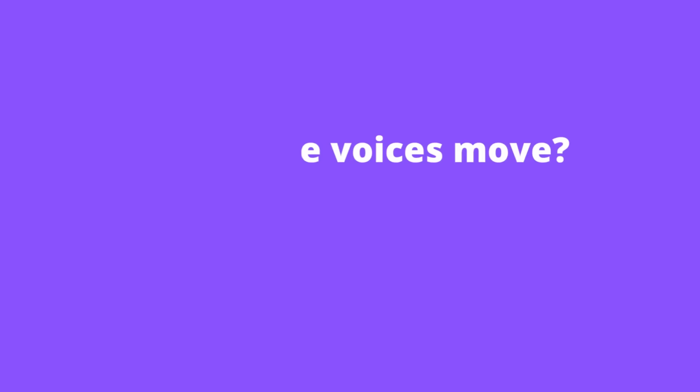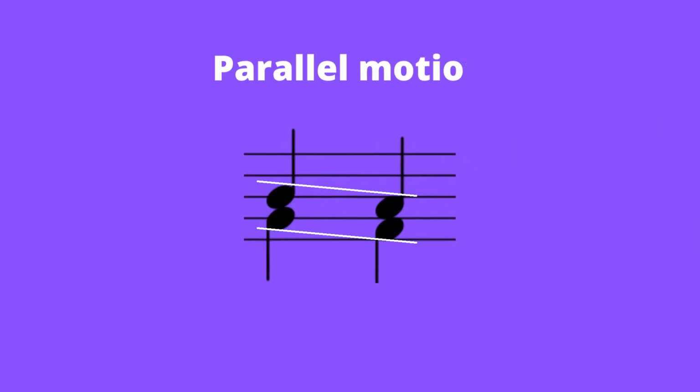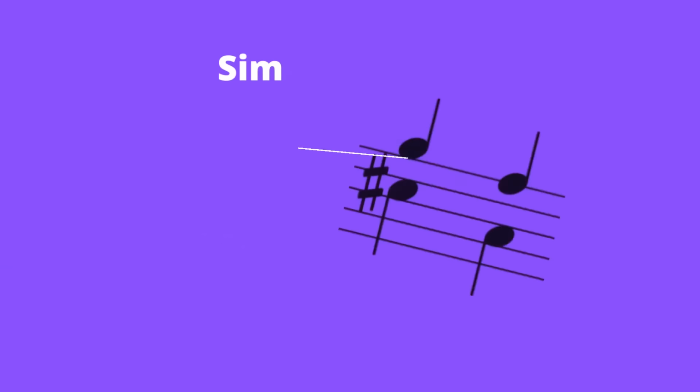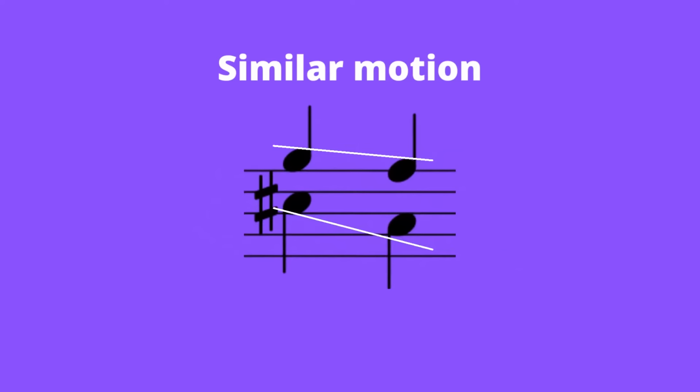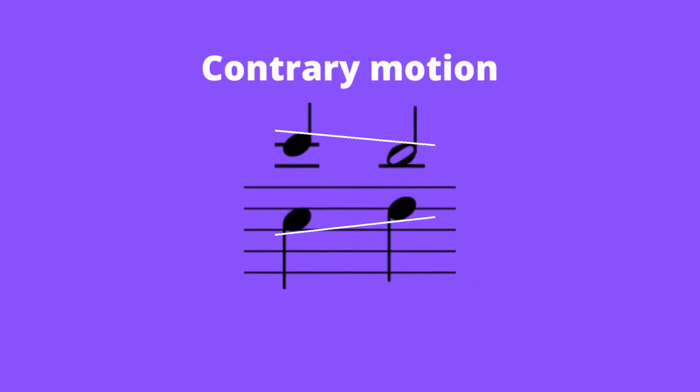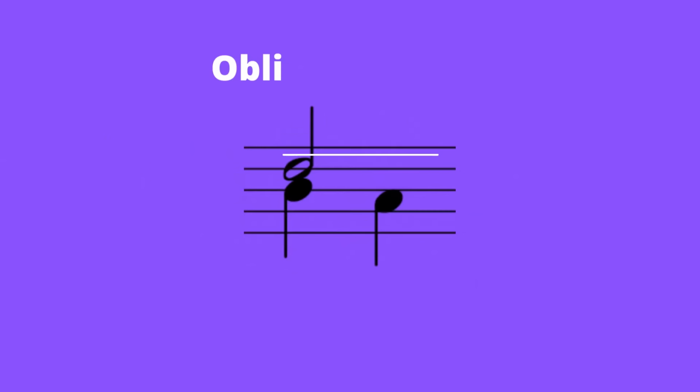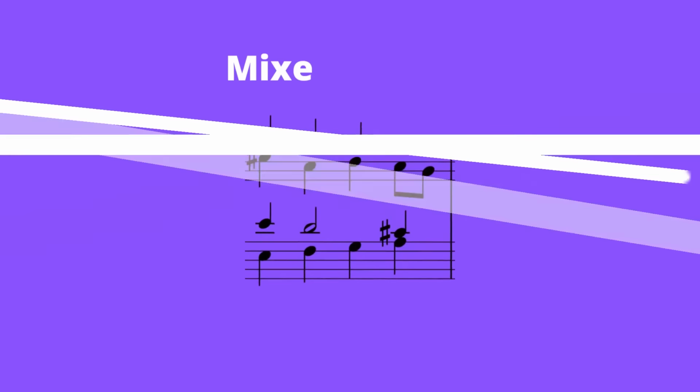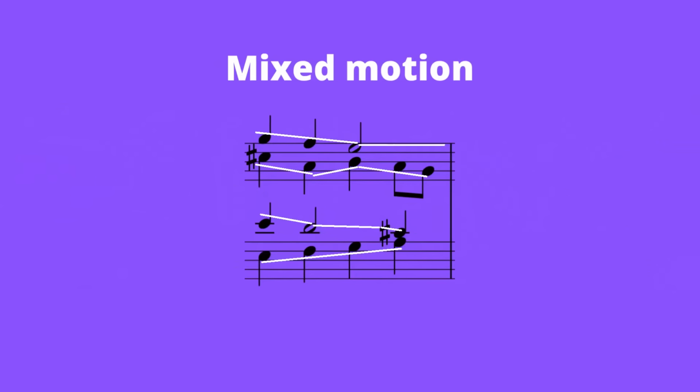They can move in a parallel motion, and the voices move in the same direction following the same intervals. They can move in a similar motion, so voices move in the same direction, but within the voices we find different intervals. They can move in contrary motion. They can move in oblique motion, so one voice will stay on the same line while the other voices might go up or down. And then they can move basically in any kind of motion combined together. So this is what some theories call mixed motion.